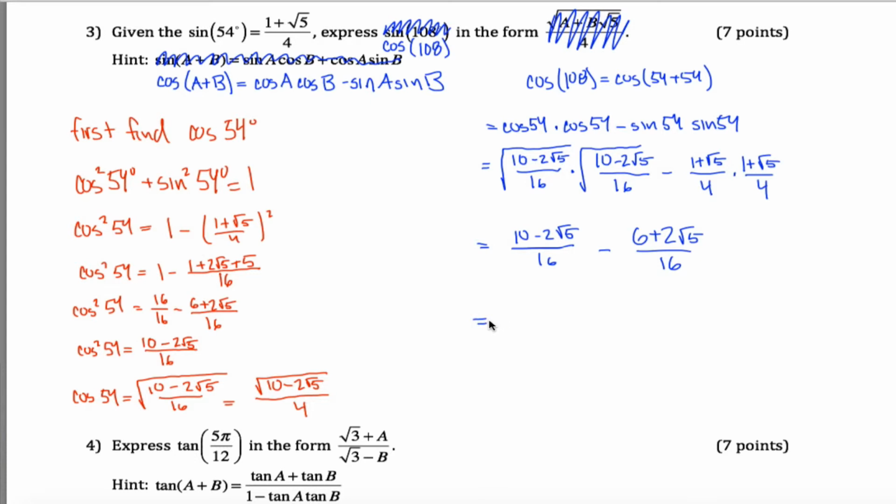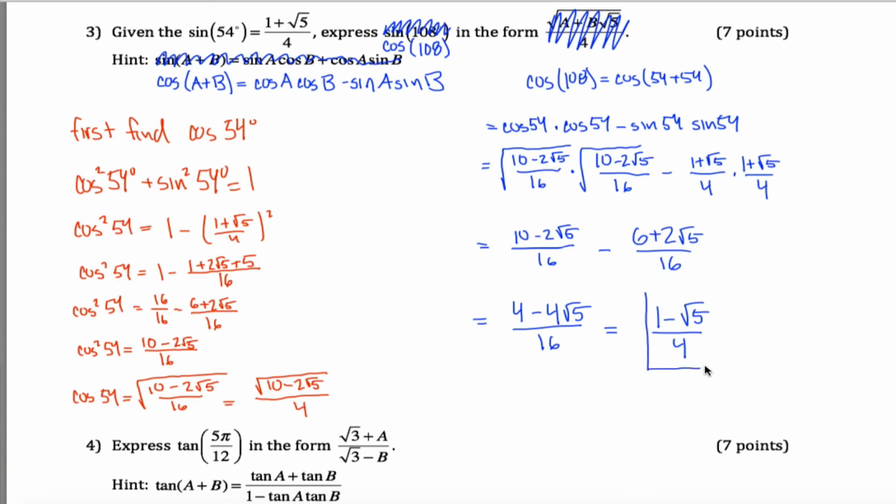And so if I subtract these two guys, I got 10 minus 6 is 4. And then I got negative 2 root 5 minus 2 more root 5, I have minus 4 root 5. And that's all over 16, which if I factor out a 4 from the numerator, I get (1 minus root 5) divided by 4. Whoa, weird. Pretty similar to that. Coincidence? Nope. Although I'm not sure I could explain why.